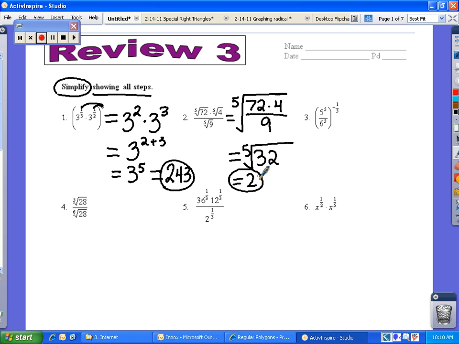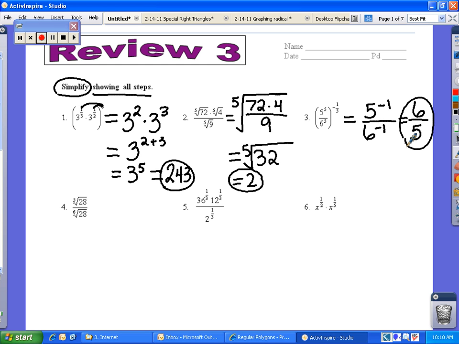For number 3, you're going to take and raise each of these powers to the negative 1/5 power. So that will be 5 to the negative 1 over 6 to the negative 1. And those negative powers just mean I flip top to bottom. So the 5 to the negative 1 becomes 5 to the first on the bottom, and the 6 to the negative 1 becomes 6 on the top. So 6/5 is your answer.